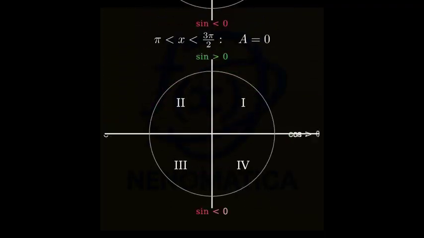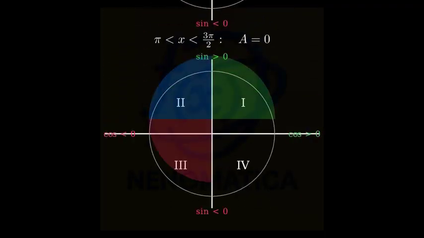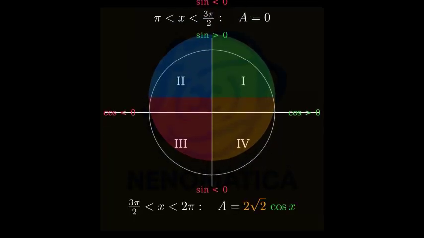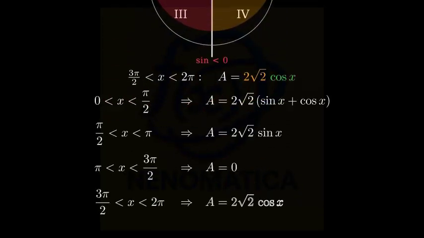Fourth quadrant, from 3 pi over 2 to 2 pi. Cosine is positive and sine is negative, so absolute cosine is cosine, absolute sine is negative sine. The result becomes a equals 2 times square root of 2 times cosine x. These 4 cases repeat every 2 pi because sine and cosine are periodic. We can present the answer over a full period, or using integer k to shift the intervals by 2k pi.